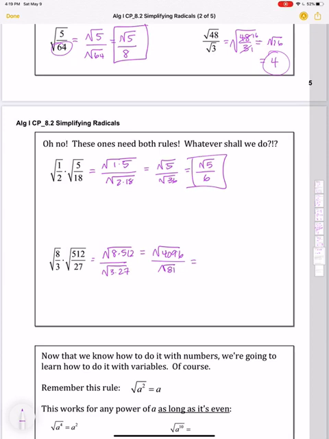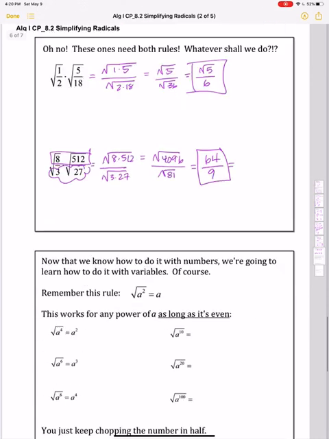Now, so you see what I've done? I've just multiplied these two together, and then I've multiplied these two numbers together. The square root of 4096 is 64. The square root of 81 is 9. Now, does that reduce? 64 divided by 9 is not even. No, that's it. That's your final answer. Now, let's get into variables.